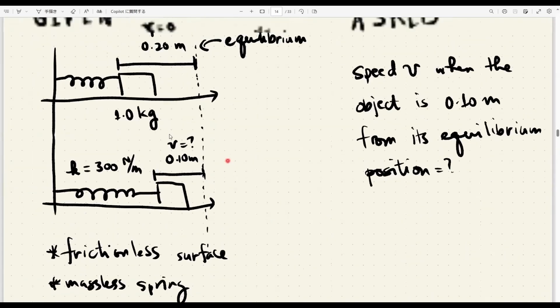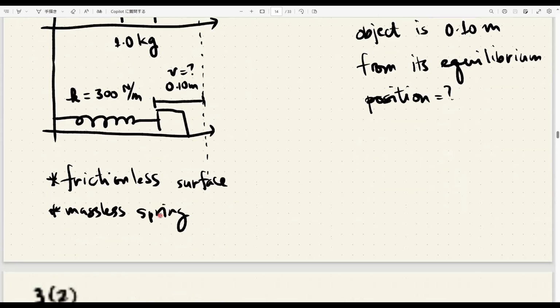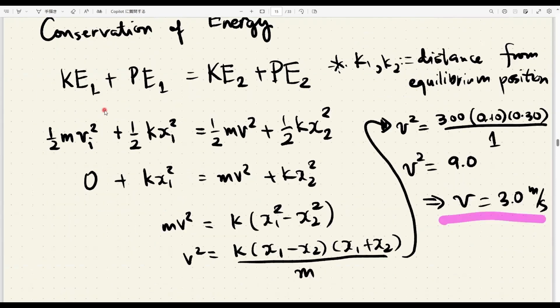the object. So in this case, the sum of the potential energy and the kinetic energy at this point, when it is 0.20 meters away from the equilibrium position, the sum of the potential and kinetic energy there is equal to the sum of the potential energy and the kinetic energy when it's moved to 0.10 meters away from the equilibrium position.